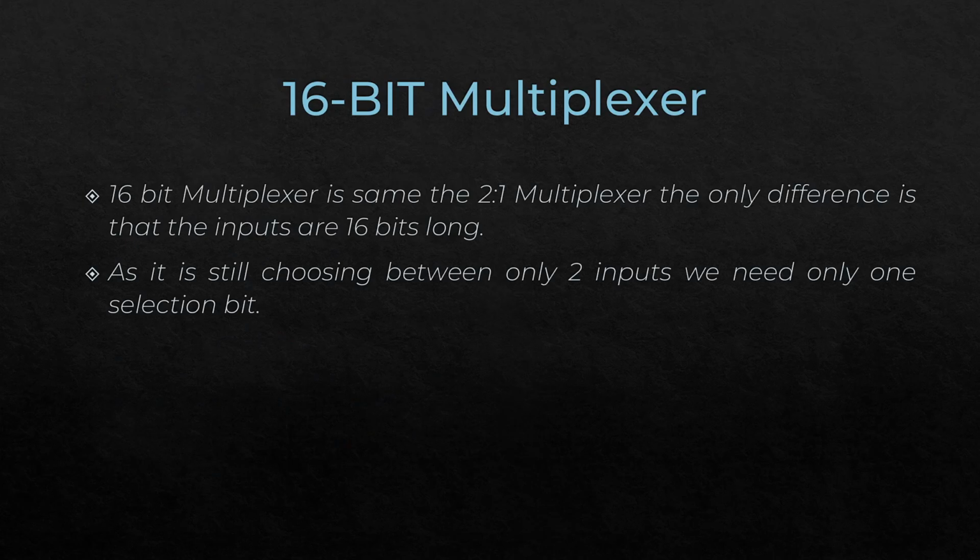So the 16-bit multiplexer is the same as a 2:1 multiplexer. The only difference is that the inputs are 16 bits long. So as it is still choosing between two inputs, we only need one selection bit at a time.